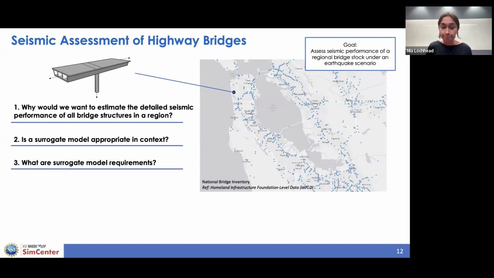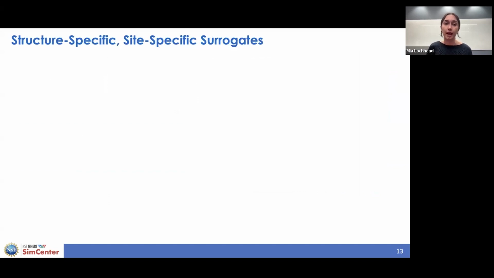Finally, third, if we are to use a surrogate model in this context, what are we expecting from it? What are our requirements of our surrogate model? In the context of a regional level earthquake analysis, our surrogate model has to be sensitive to structural changes. So if we have one bridge from 1960 and one bridge from 1990, those likely are going to behave differently. It must be sensitive to ground motion information. So if shaking intensity is higher at one site than another site, it should be able to pick that up. And then finally, because of those two things, we must be sensitive to structural response information as well. Given those three parameters, how do we go about creating a structure-specific, site-specific surrogate model?